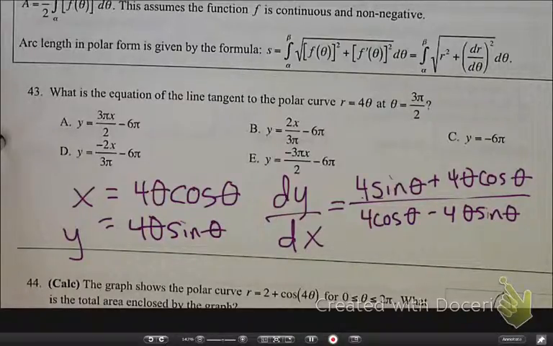To figure out what the derivative is at 3 pi over 2, you just plug that in everywhere you see a theta on top and bottom, and then simplify. And that'll be the slope. So for tomorrow's test, that's all it asks you for is the slope. For this specific problem, it would ask you for more than that, but that's all you need to know how to do for tomorrow.